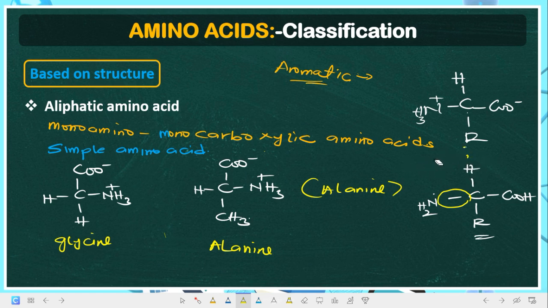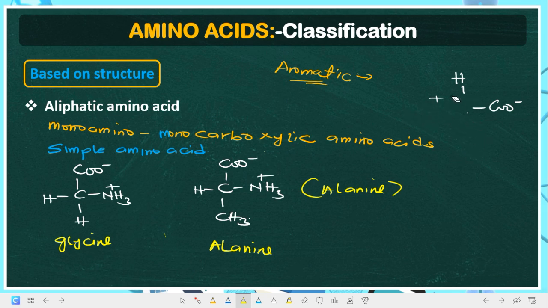So based on aliphatic amino acid classification, which is based on structure, we have the monoamino monocarboxylic. Under monoamino monocarboxylic, we have simple amino acids, and under the simple amino acids, we've drawn the structure of two of them, glycine and alanine. Now, still under the monoamino monocarboxylic, we have the branched chain. After the simple amino acid, we have the branched chain amino acid.